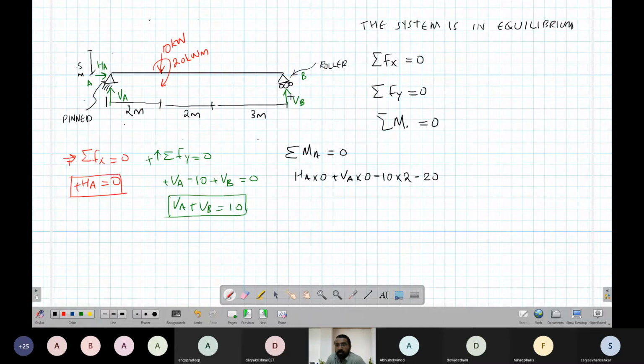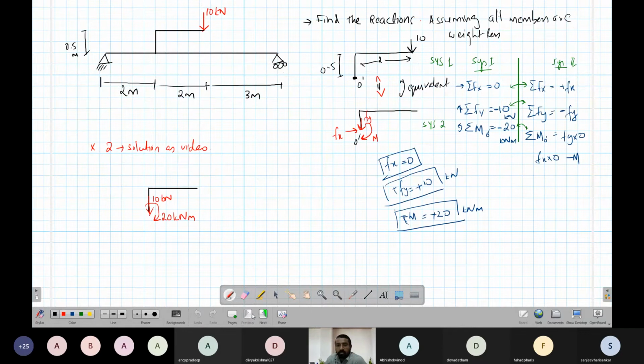Now what about VB? VB into 3 plus 2, 5 plus 2, 7. It is anti-clockwise, so it should be plus, equal to 0. Right? Now this is 0, this is 0. 10 into 2, 20, so minus 20, minus 20, plus 7 VB. I hope I'm taking all those values correct.